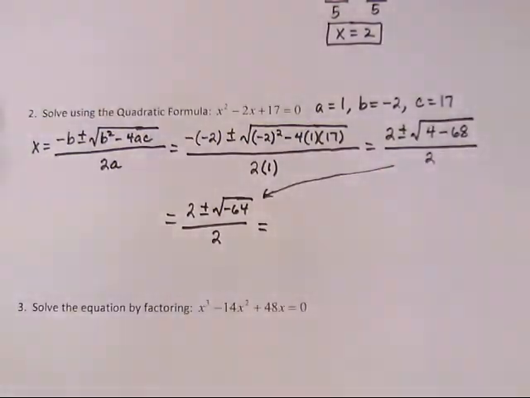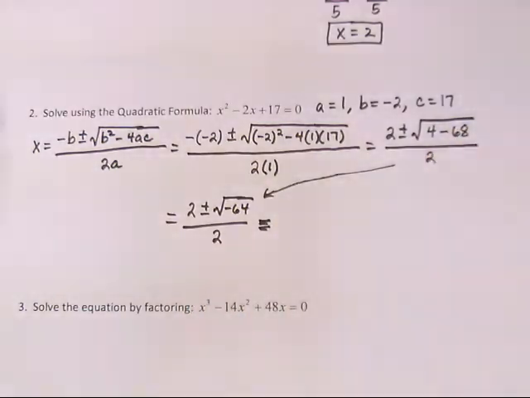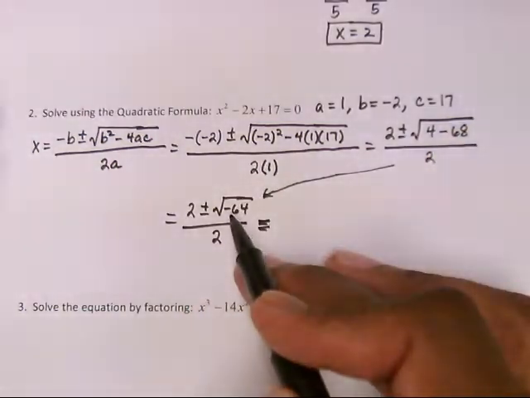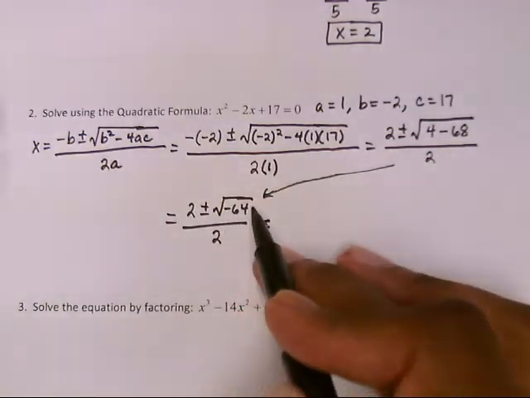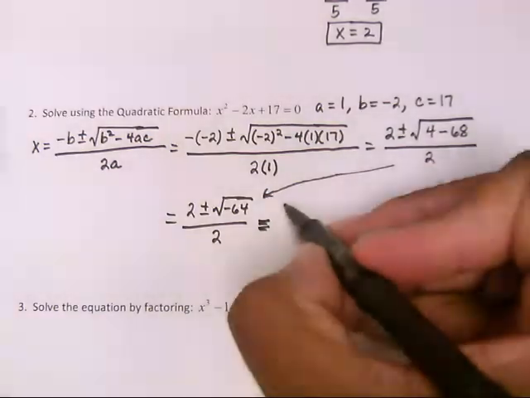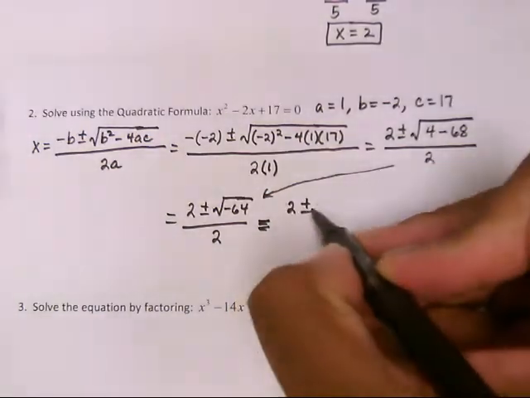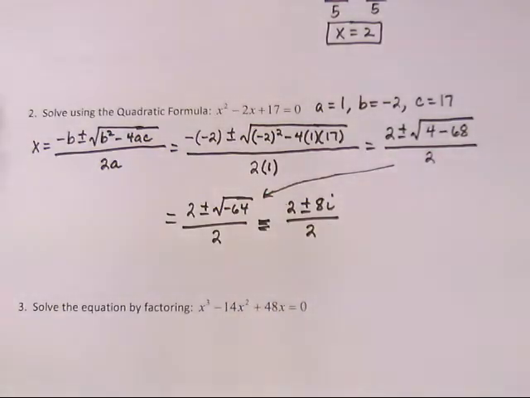Now the square root of 64 would be 8. However, I do have a negative sign underneath the radical that tells me that I have negative 1 there. So the square root of negative 1 would be i. So the square root of negative 64 would be 8i. So I'm going to have 2 plus or minus 8i all over 2.